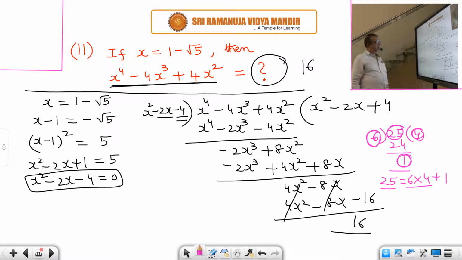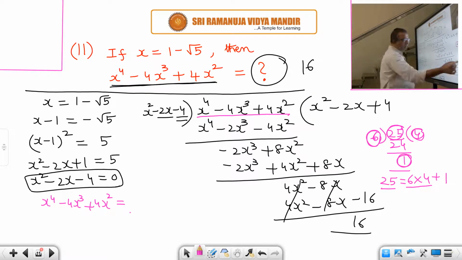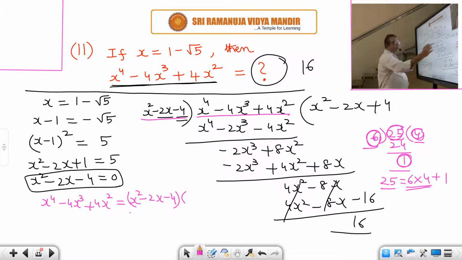The same formula applies here also. So the dividend, like 25, here is x power 4 minus 4x cube plus 4x square. That is the dividend, equal to what? Like 6 into 4, divisor into quotient. The divisor is x square minus 2x minus 4, into the quotient x square minus 2x plus 4. Okay, 6 into 4 is over. This into this, plus remainder. The remainder is 16.